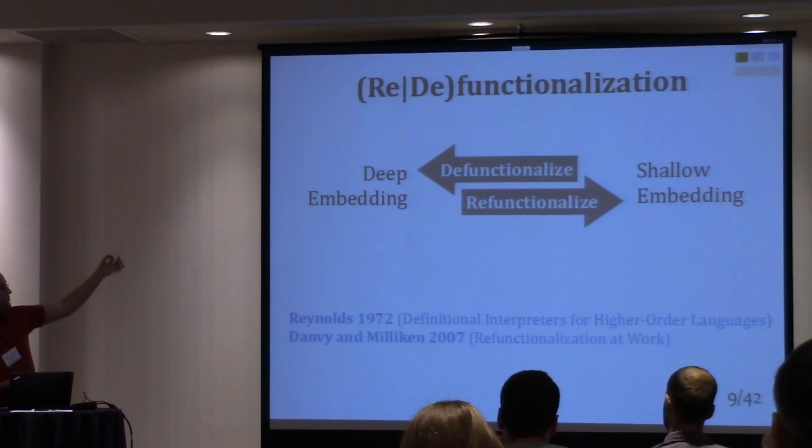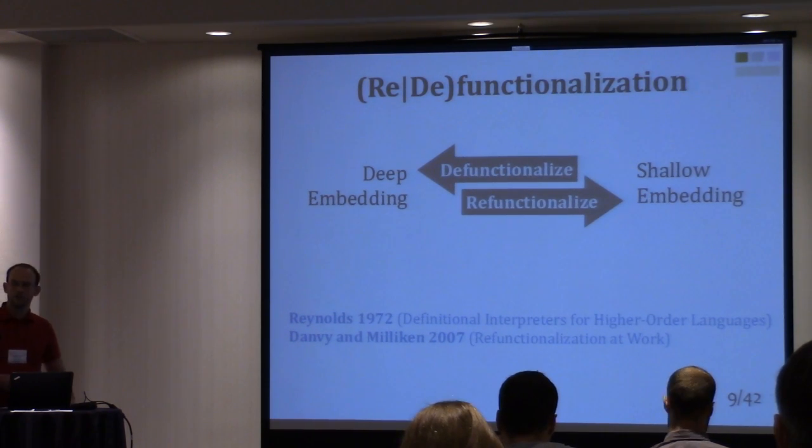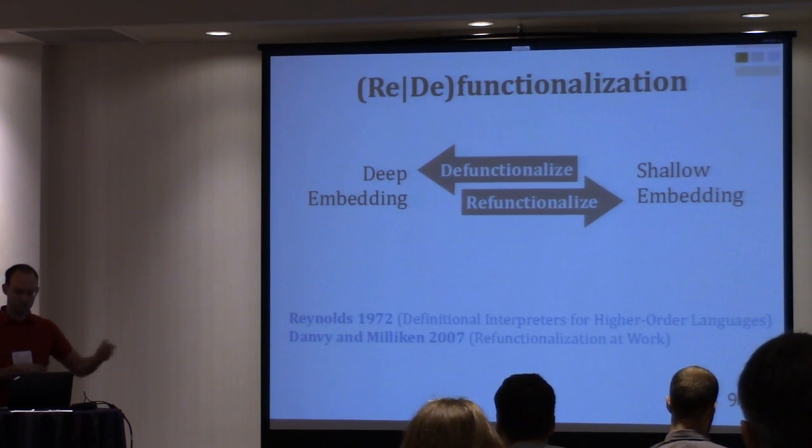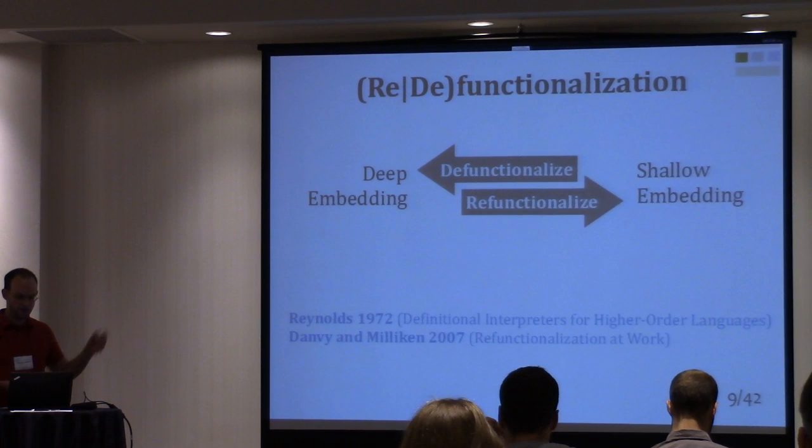So I just said that the relationship between deep embedding and shallow embedding is defunctionalization and refunctionalization. By the way, defunctionalization is due to Reynolds from a long time ago, and refunctionalization is just the opposite thing, and you can read about that in this paper by Danvy and Millikin.